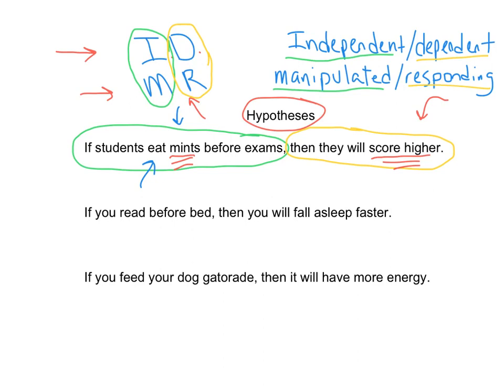So for example, I cannot give mints to my honors class and then have a control group of my regular bios that don't get mints, because does that really prove anything? Usually my honors score a little bit better than my regular bios. So that would be a controlled variable.